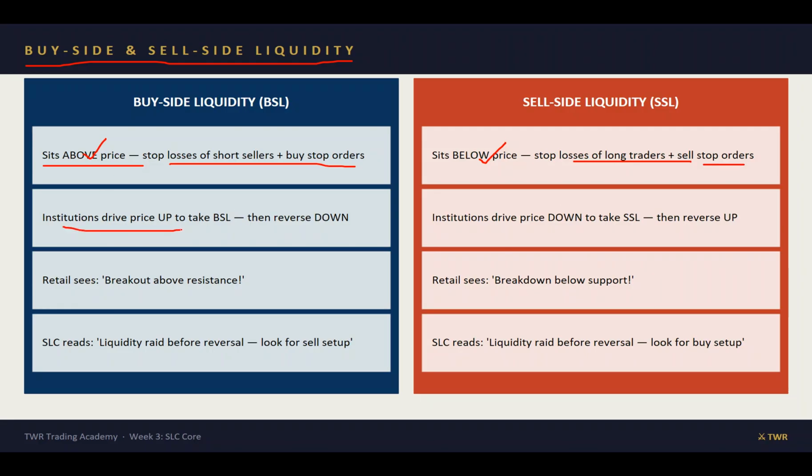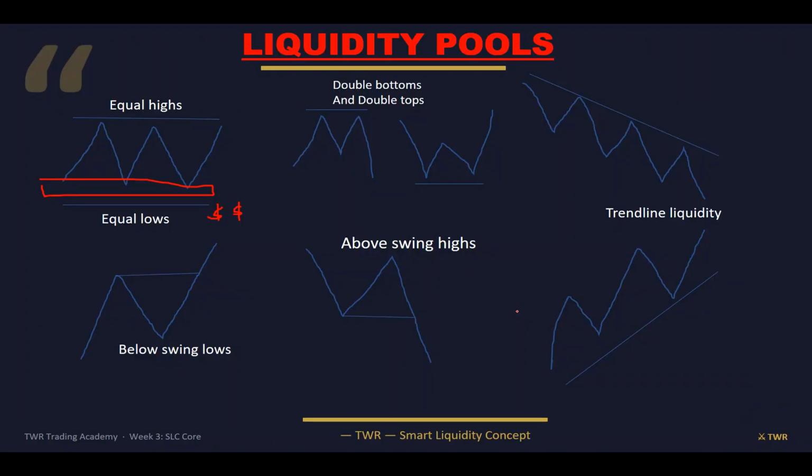Institutions drive price above to take the buy side liquidity, then reverse down. Remember, in the second session we talked about AMD, where this is the accumulation phase. Then institutions drive price above, taking all buy side liquidities before driving price downwards. So this is accumulation, manipulation, then distribution. Same at this point: drive price downwards, then push price up.